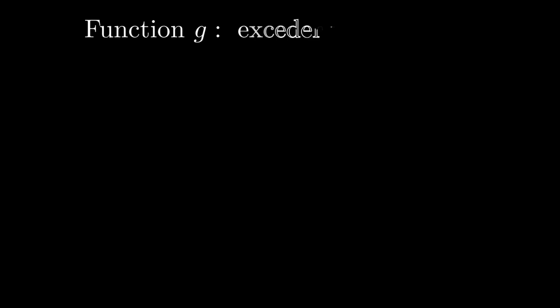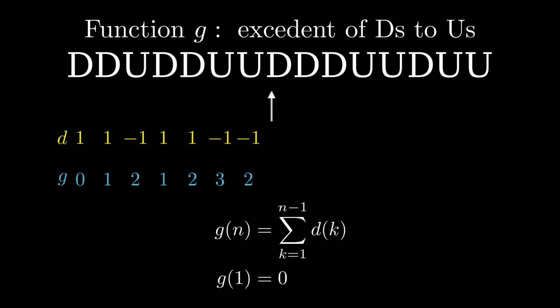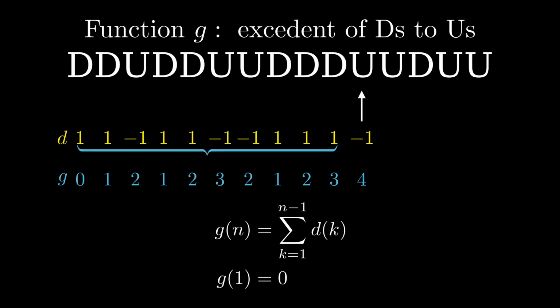The next function we'll introduce is called g. g of n is equal to the excedent of d's compared to u's in the first n minus 1 letters, and we set g of 1 equal to 0. Thus, g of n can be expressed as a sum. Using the previous function we've defined, d, we take the sum of d of k from k equals 1 to n minus 1. There exists a recursive definition for g as well, but we won't go into it.